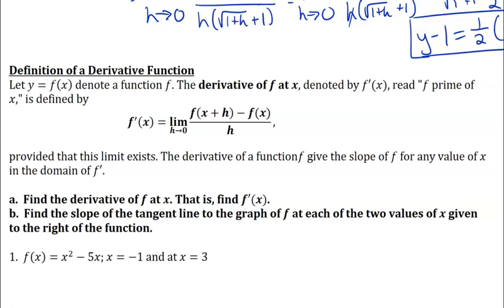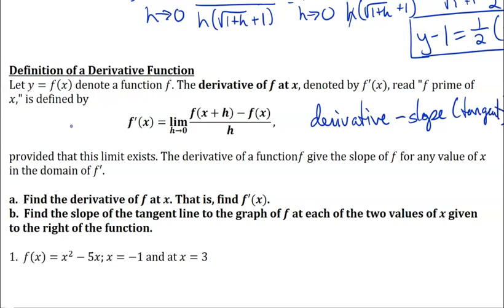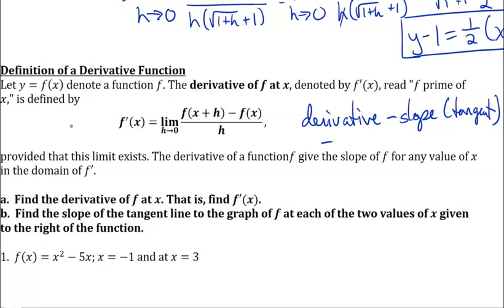Okay, and again, when you hear one of these three things, you need to automatically think the others, and that is derivative and slope, specifically of a tangent, and rate of change. Use a delta for change, or specifically the instantaneous rate of change as opposed to average. So if you hear one, automatically think the other two, okay? So this is the same thing that we just did.